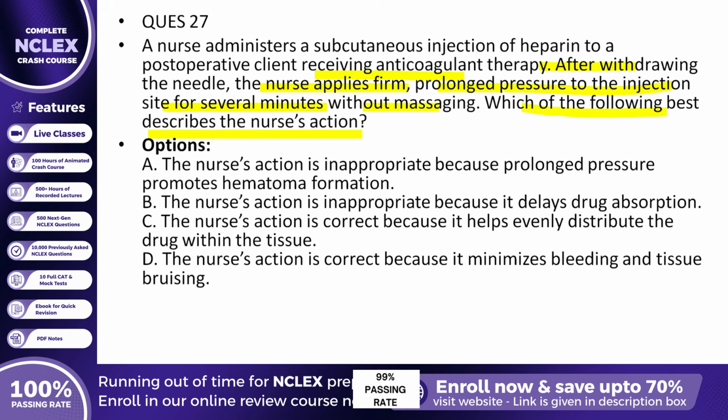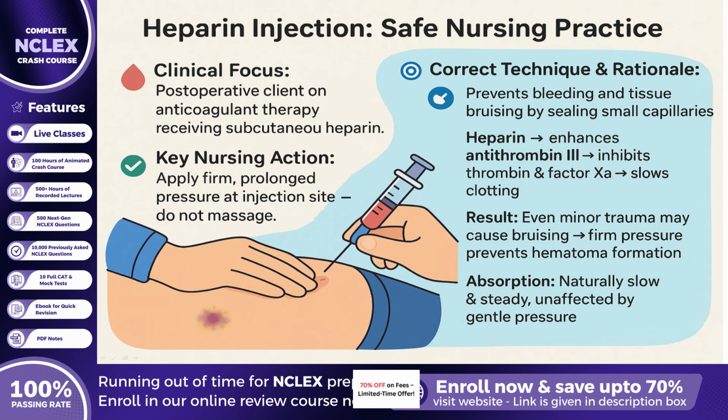The correct answer is Option D. The nurse's action is correct because it minimizes bleeding and tissue bruising. Now, let us analyze this more deeply. This question highlights a key nursing principle: safe injection technique in clients receiving anticoagulant therapy, such as heparin. When administering subcutaneous heparin, the nurse must take precautions to reduce local bleeding and prevent hematoma formation because of the drug's strong anticoagulant effects.